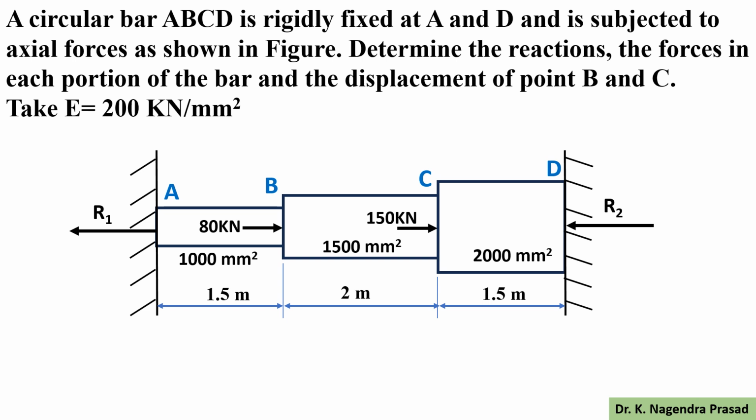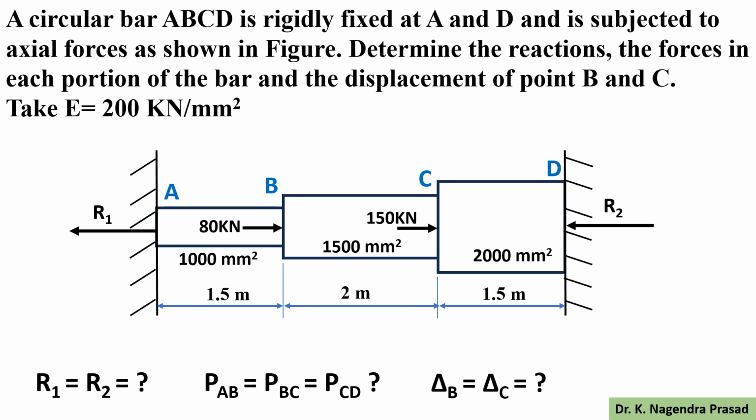Take Young's modulus E equal to 200 kN per mm square. In this problem, we have to determine the reaction forces R1 and R2 and forces in each portion of the bar, that is PAB, PBC, PCD. Moreover, we have to determine the displacement at points B and C, that is delta B and delta C.